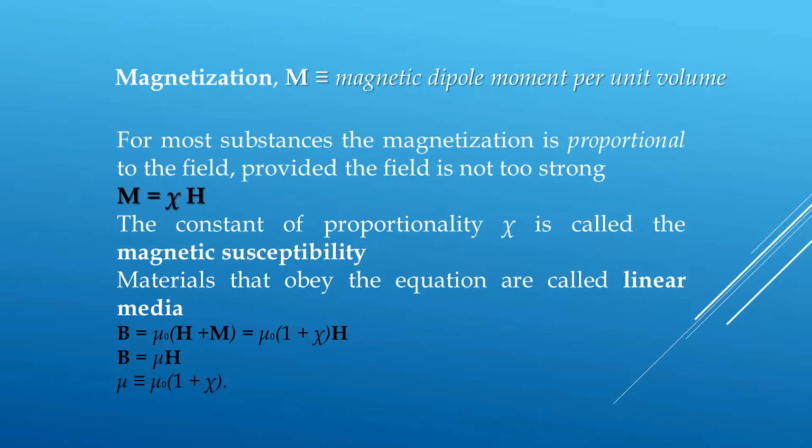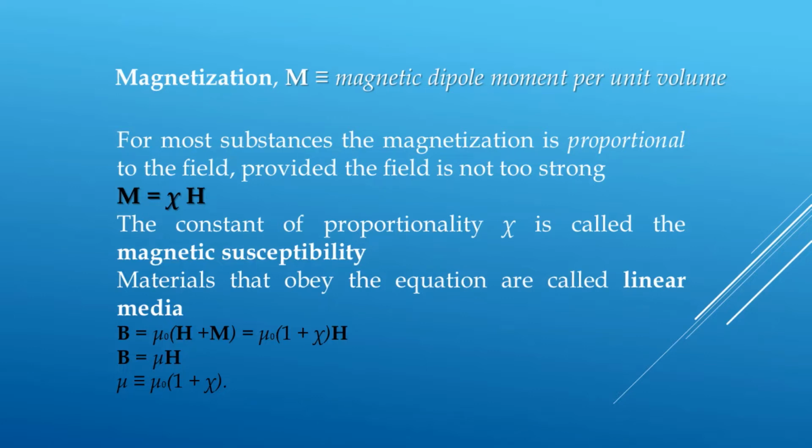Now M is equal to chi H, so we can say that B is equal to mu 0 into 1 plus chi into H, or in short we say B is equal to mu H. So what is mu? Mu is equal to mu 0 into 1 plus chi. So this is the relation between permeability and magnetic susceptibility.